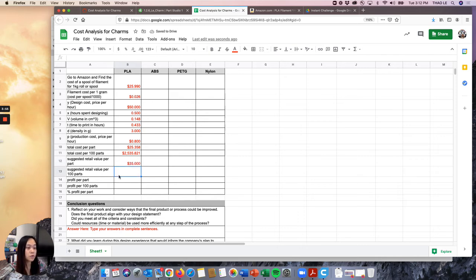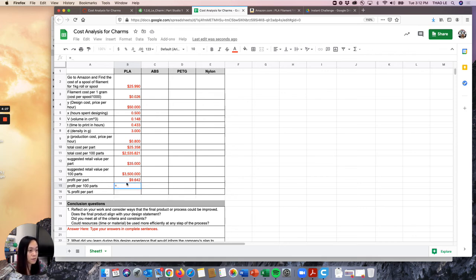So 100 parts is going to be equals this number times 35. Oh no, sorry, times 100. So 35,000, right? So you want to see how much money you are making profit per part. So I'm going to subtract the suggested retail. So equals this. Take away your total cost per part. Okay, so your profit is $9.64.